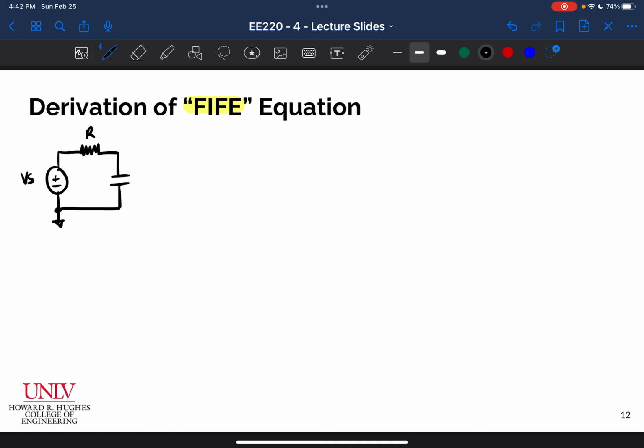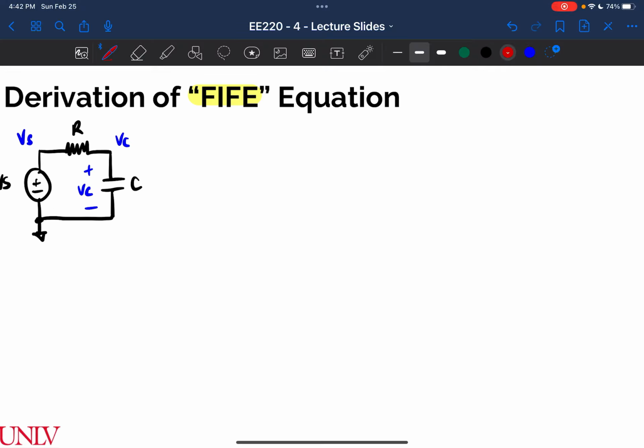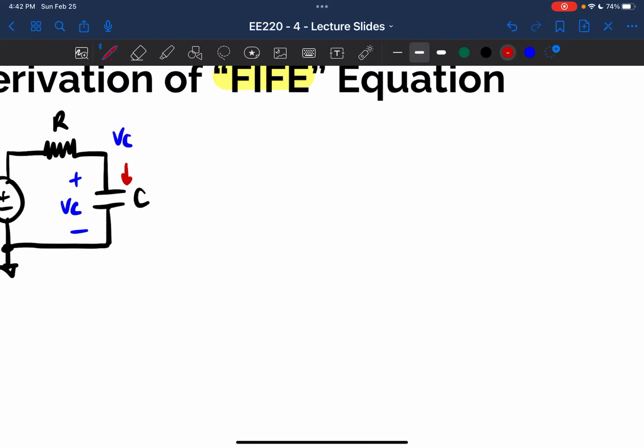I'll call my resistor R, and I'll call my capacitor C. And then I'll label my node voltages. I'll call this node VS, and I'll call this node VC. And of course, my voltage VC is just the voltage across the capacitor. Okay, and then I'll label some currents here. So I've got a current that I'm going to label flowing down through my capacitor. That's IC, which we know is just C dVc/dt, right?